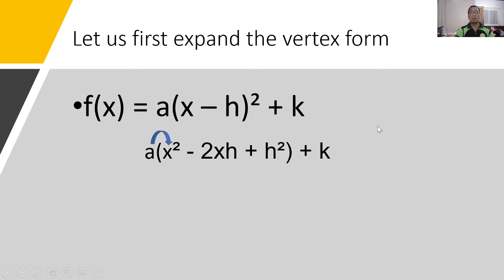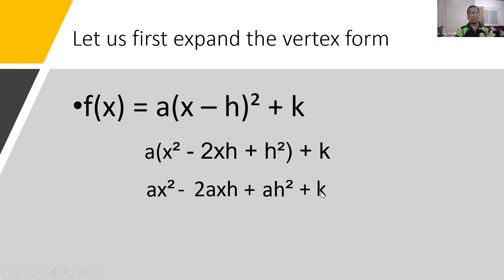Distribute natin yung a. And that will give us ax squared. And i-distribute naman natin saan? Sa gitna. And that will give us 2axh. And last but not the least, we have to multiply to the third term. This will give us ah squared. Pag na-distribute na po natin, yung natitira, we simply bring it down. Which means, ito pong nasa taas natin, kapag in-expand natin, ito kalalabasan.